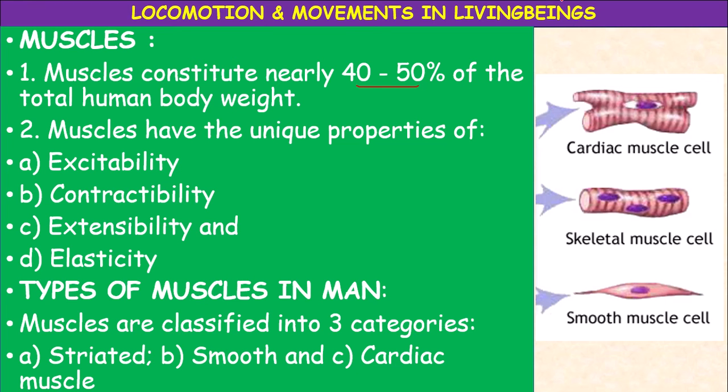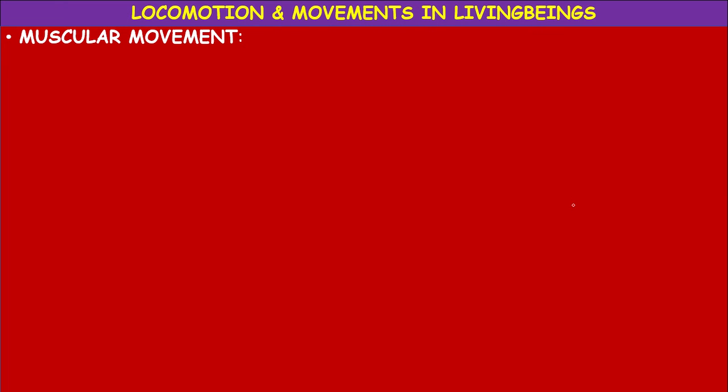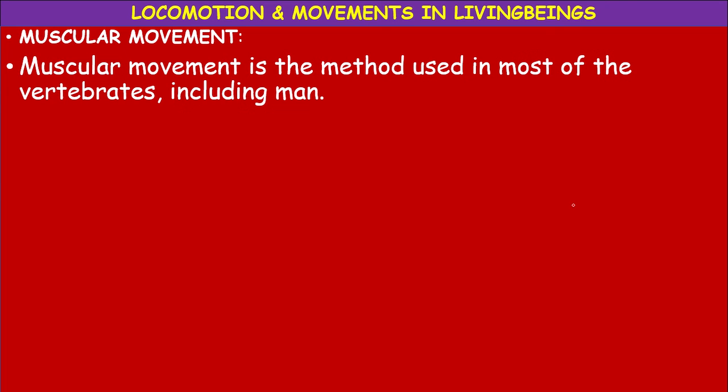You can see here the difference. Striated muscles possess striations. This is a smooth muscle, no striations. Let us study about the movement, that is, muscular movements. How do muscles move? Muscular movement is the method used in most of the vertebrates including man.